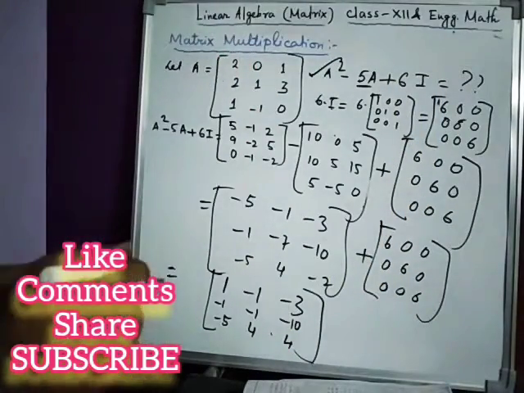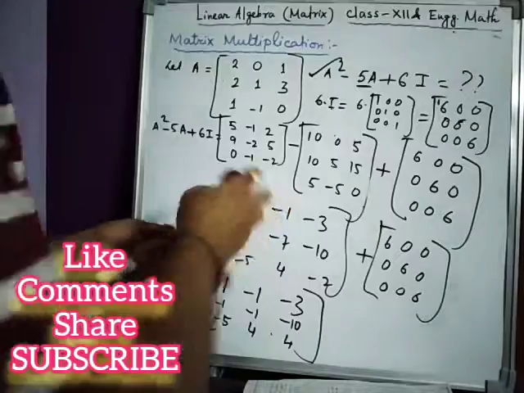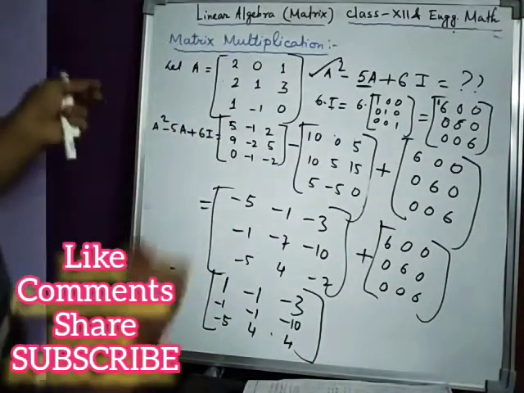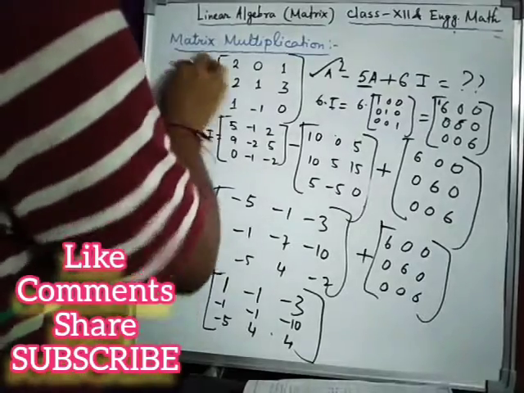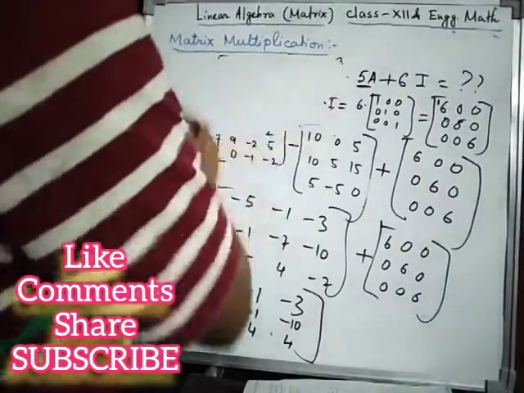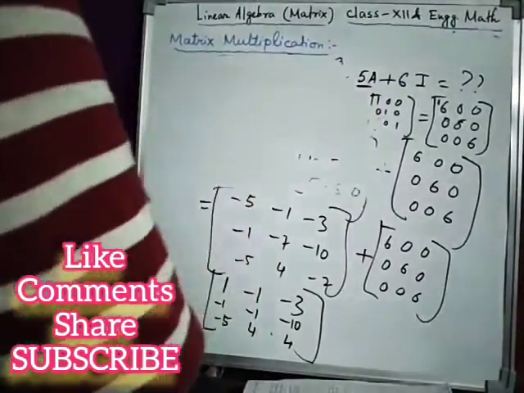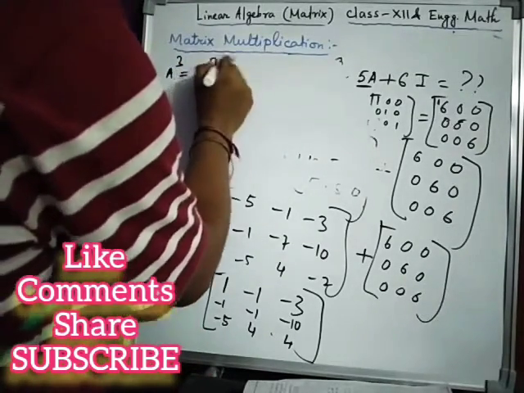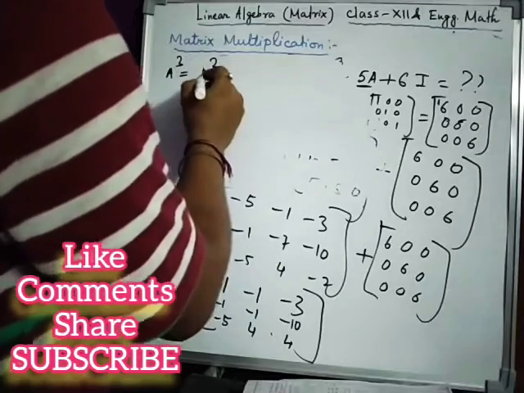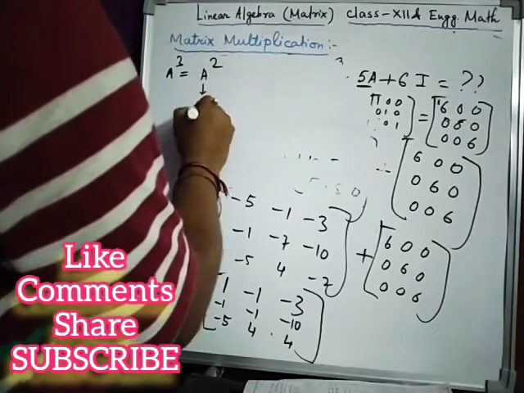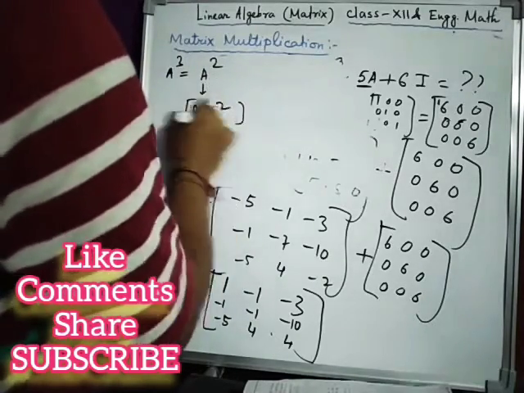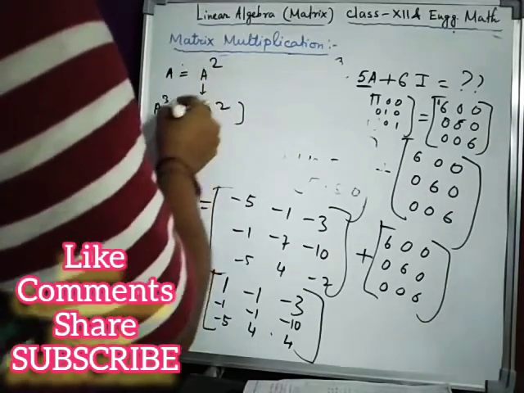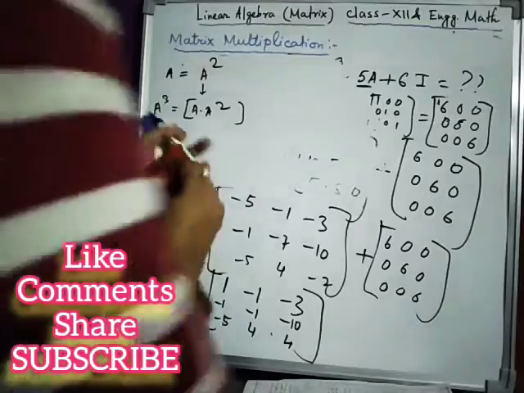So whenever somebody asks you to solve this kind of problem, this is how you have to solve it: A square, then 5A, 6I, you have to form the three individually, then do it. How to multiply A cube? Whenever they ask for A cube, please remember, first calculate A square. If you calculate A square, then A into A square is nothing but A cube. So A cube equals A into A square, in this way.